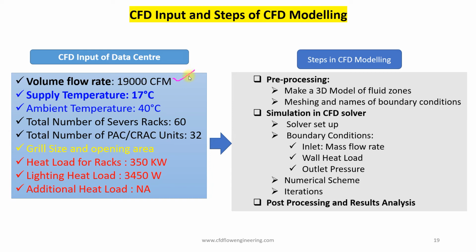Volume flow rate should be clearly defined. Volume flow rate, inlet temperature, and the heat load. These are the critical inputs for the CFD model. From the heat load, we can get how much heat is consumed by the data center. It is in the order of kilowatts, and this heat load must be given as a correct wall flux or any volumetric heat load in a CFD model.